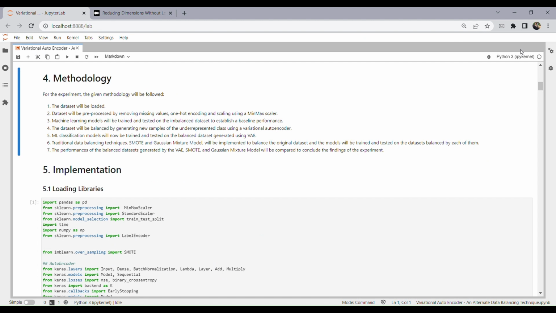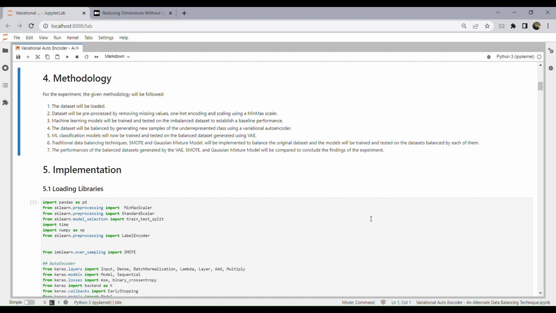Okay, so the methodology that has been used throughout this experiment is given here. We started by loading the dataset, then training and testing machine learning models on that imbalanced dataset. Then variational autoencoder and other balancing techniques like SMOTE and GMM were utilized to balance the dataset, and then the same machine learning models were again trained and tested on those different balanced datasets, and they were compared with each other by the evaluation metrics like accuracy, recall, precision, and F1 score.